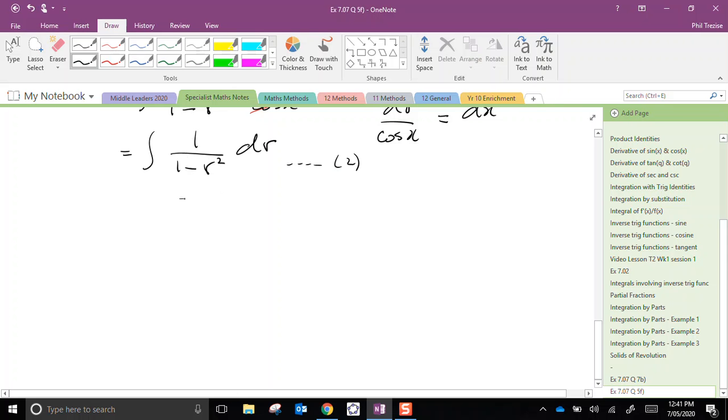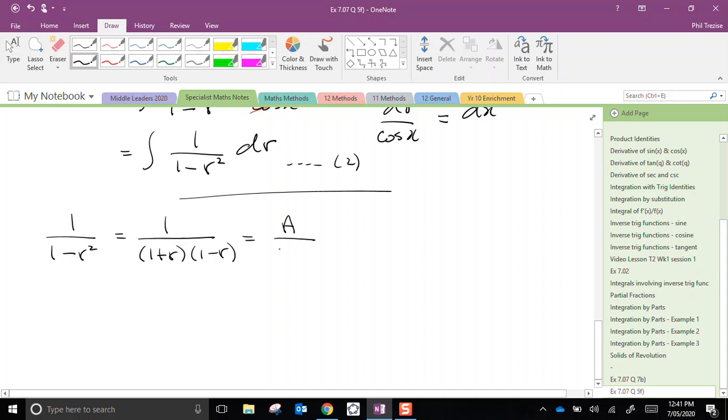So let's go. We have 1 over 1 minus r squared. Well, I can see that that's a difference of squares. This would be 1 plus r, 1 minus r. And there's my two factors. So I'll have 1 plus r as the denominator of my first partial fraction, and I'll have 1 minus r as the denominator of my second partial fraction.